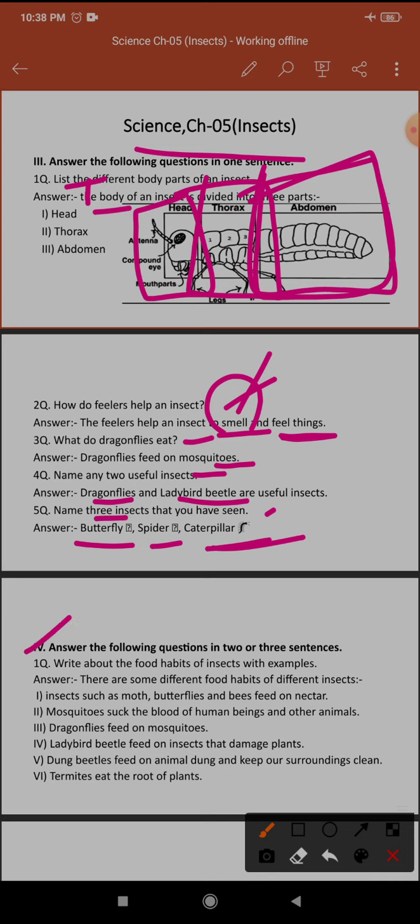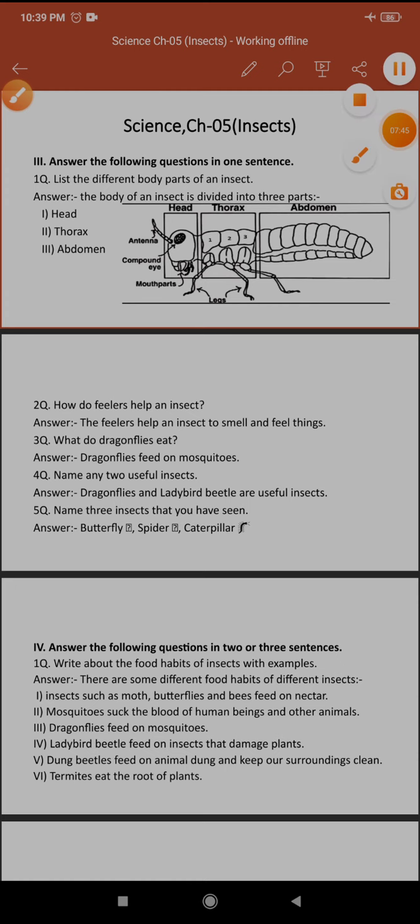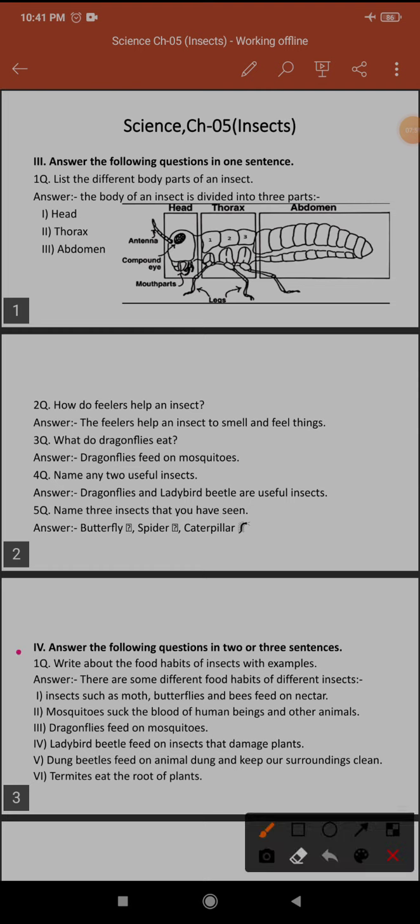Okay, now come to section number 4. Answer the following questions in 2 or 3 sentences. Okay, now come to the section number 4 questions. The first question is, write about the food habit of insects with examples.